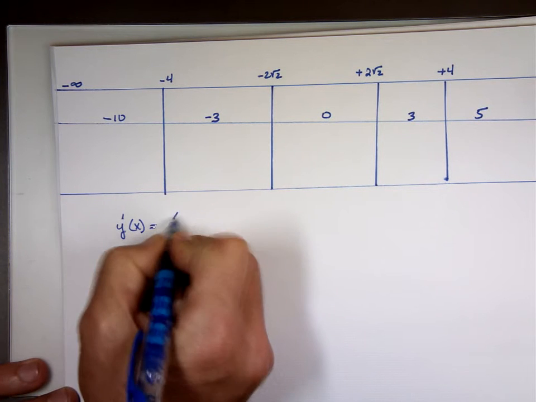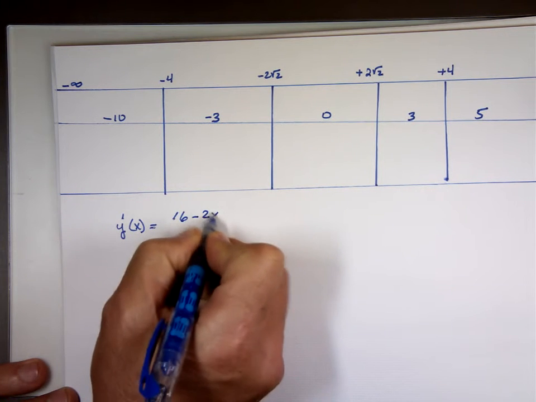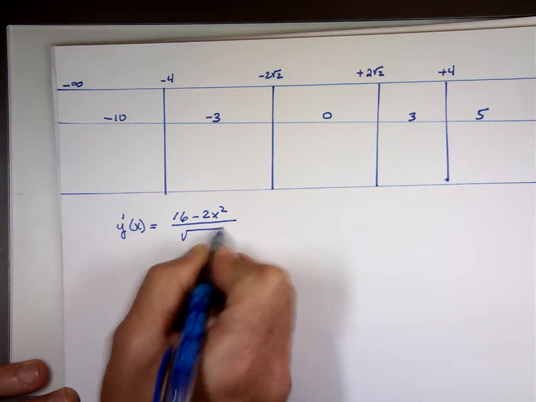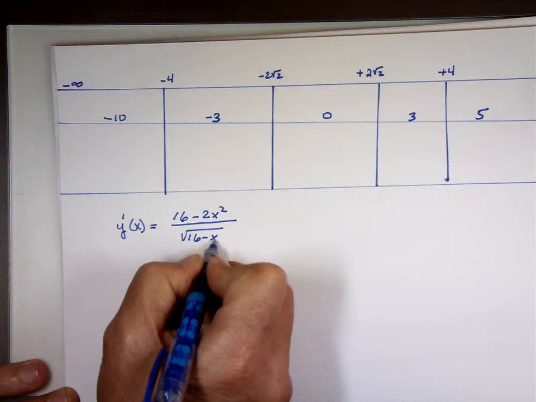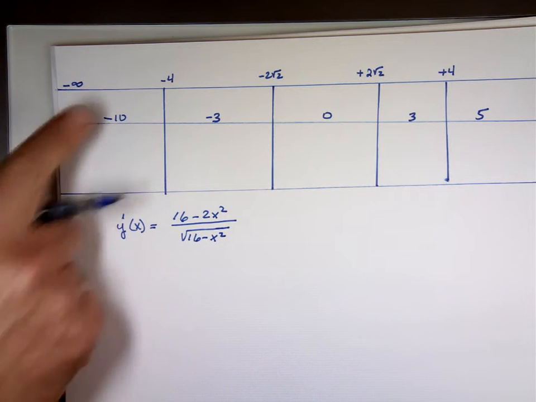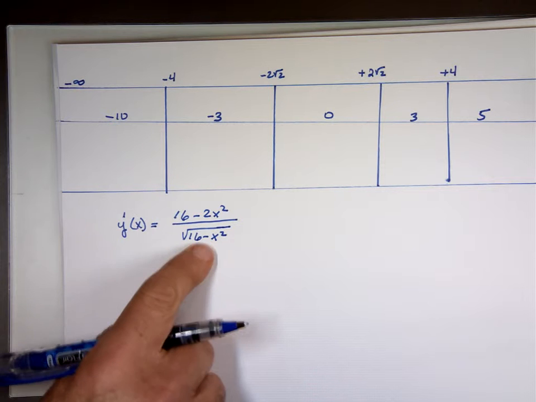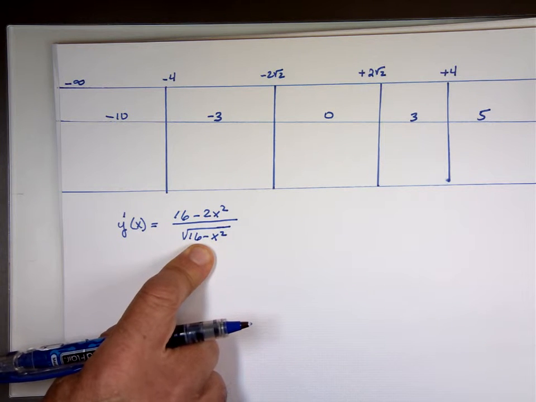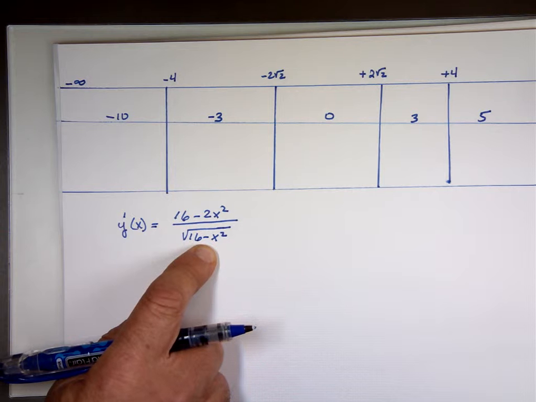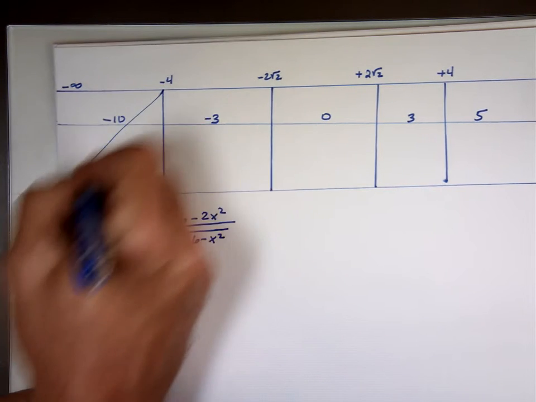Is 16 minus 2x squared. Now notice a couple of things here. If you use a minus 10, what's going to happen to this value to the left of the square root? I mean the bottom here. Is that going to be a negative number? Sure. So I really can't use this.